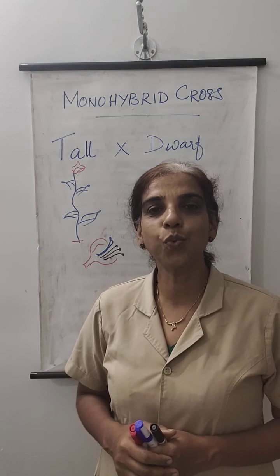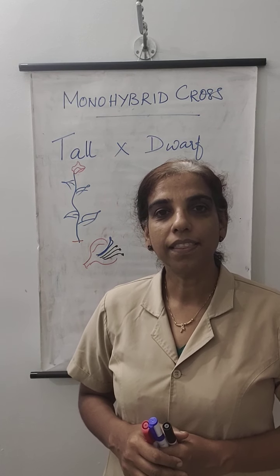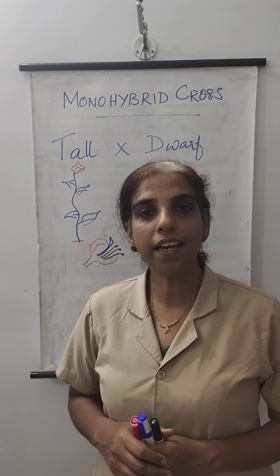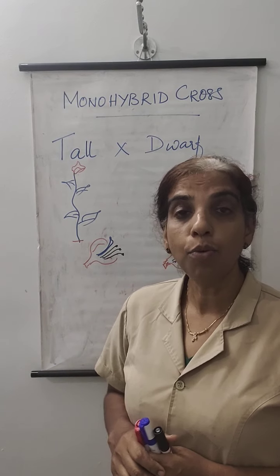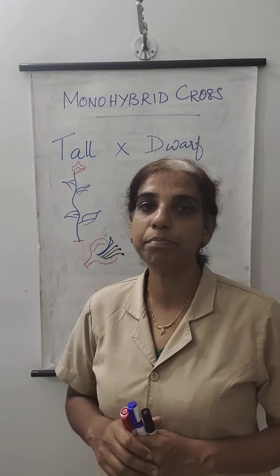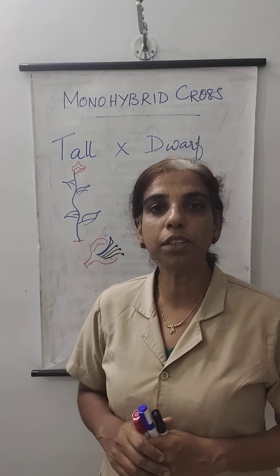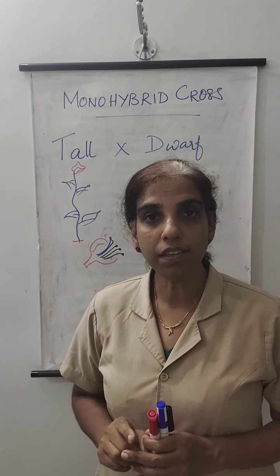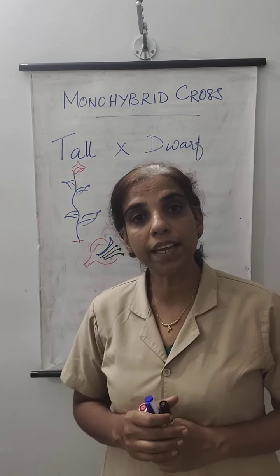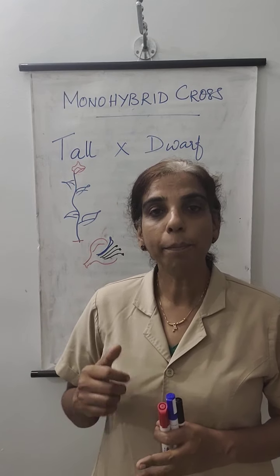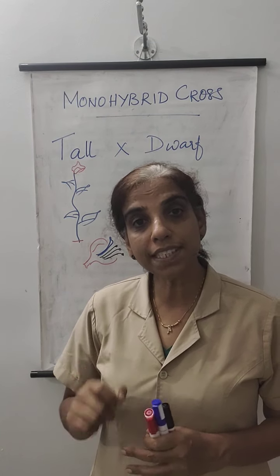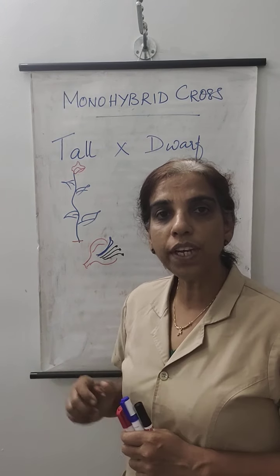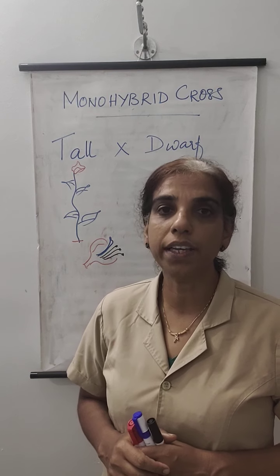Students, in today's class we are going to discuss the crosses conducted by Gregor Johann Mendel. He conducted two kinds of crosses, monohybrid and dihybrid cross. In a monohybrid cross, the characters were considered one at a time and two alternate forms were crossed. But in a dihybrid cross, two distinct characters were analyzed for the experiment. So today we will discuss the monohybrid cross.